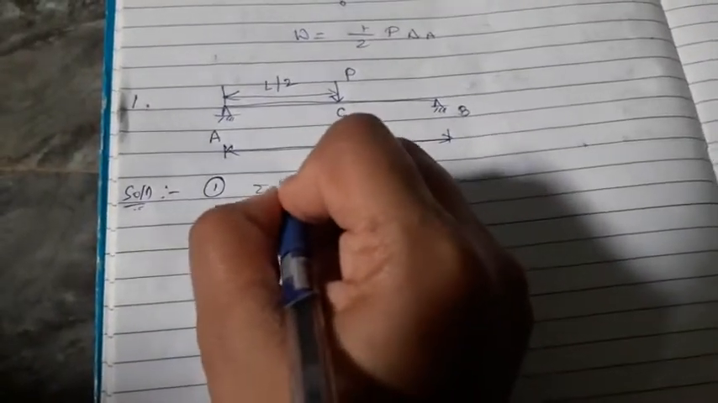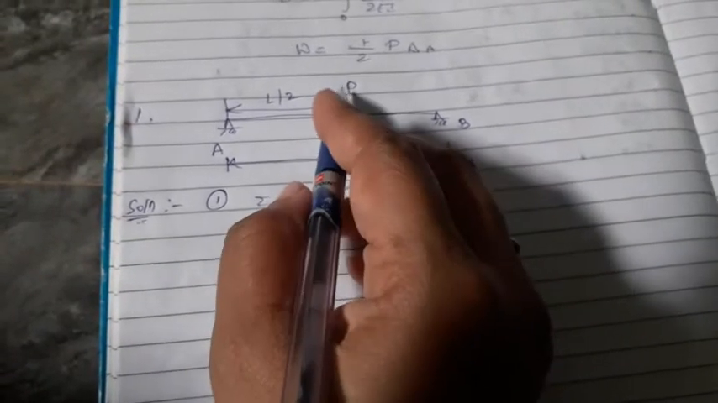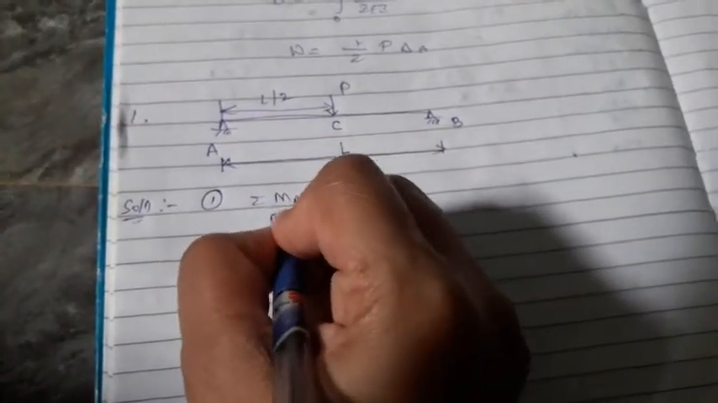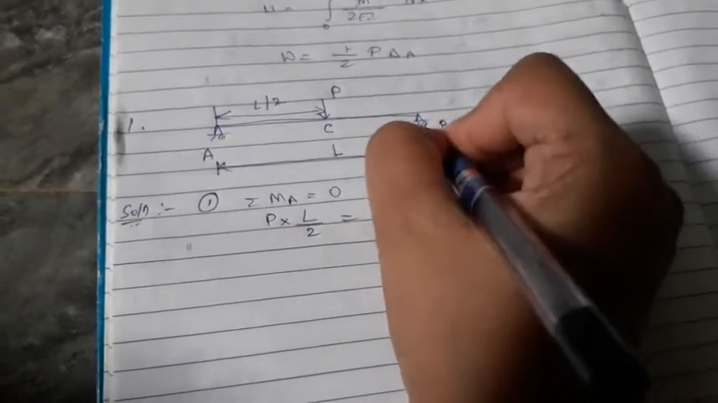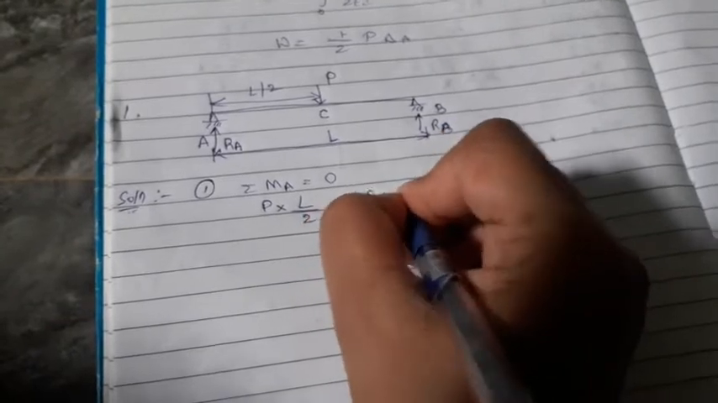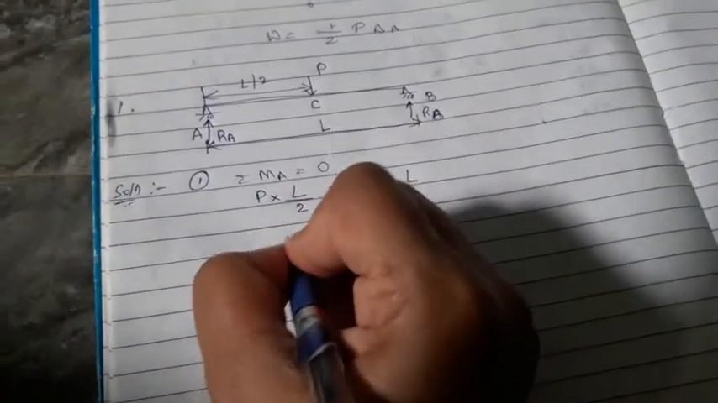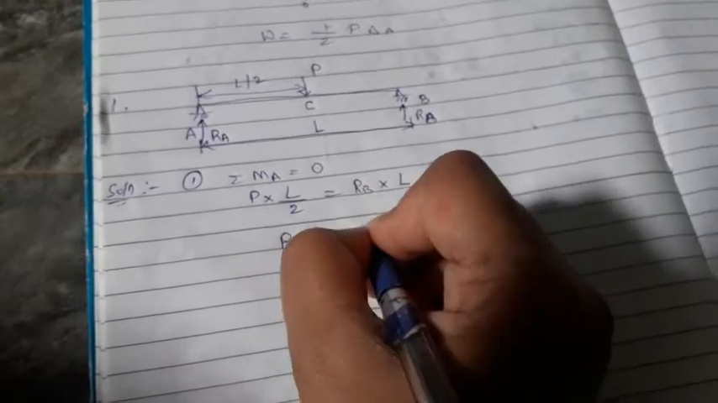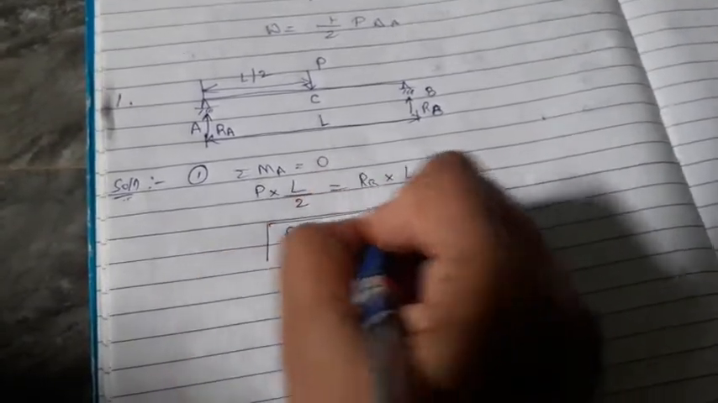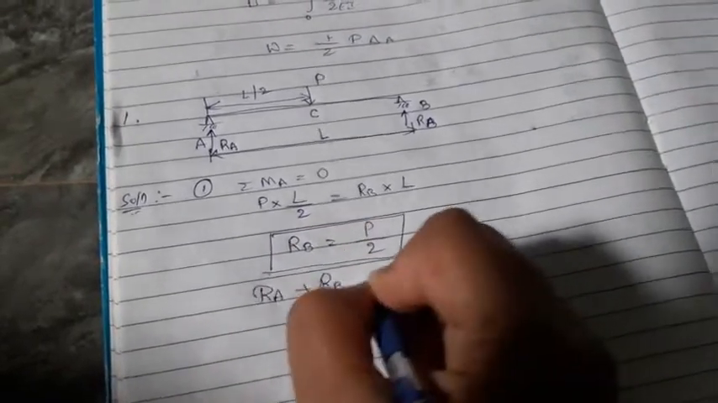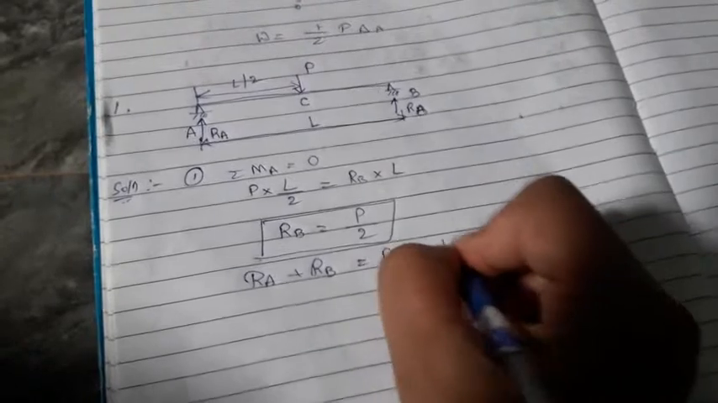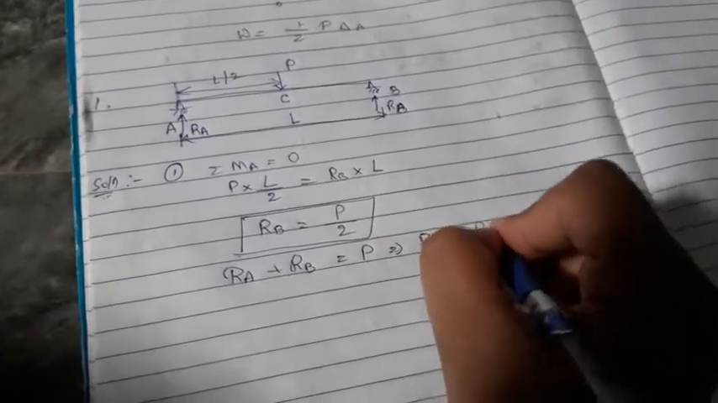When I take sigma MA equal to 0, I can write P into L by 2, load into distance, is equal to reaction RB into perpendicular distance. Therefore, RB is equal to P by 2. So we can write RA plus RB is equal to the total load, from which we get RA is equal to P by 2.